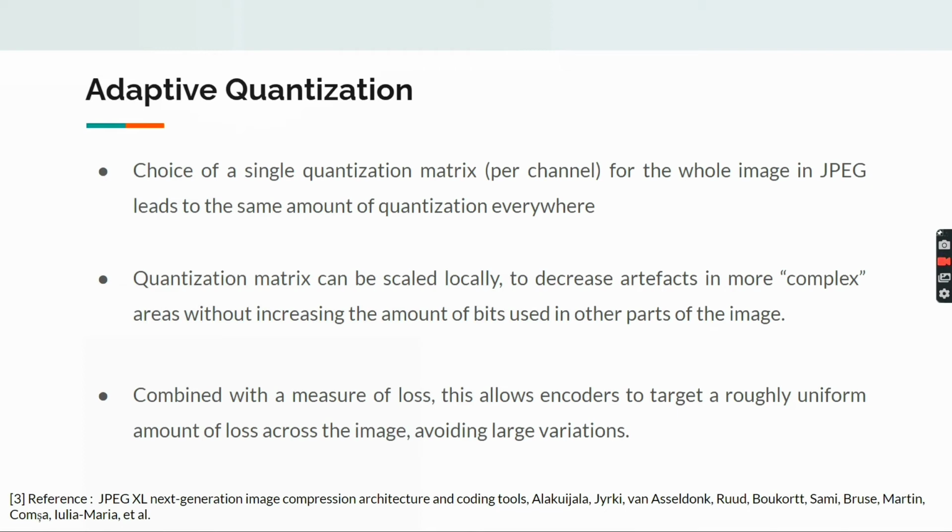So if we do this kind of adaptive quantization, the losses all over the area due to quantization would be kept uniform, whereas on the other hand, if we use a plain quantization of each DCT coefficient, then it would result in variable losses depending upon the image given at the input. So this adaptive quantization avoids large variation, and this is the main difference between JPEG and JPEG XL.